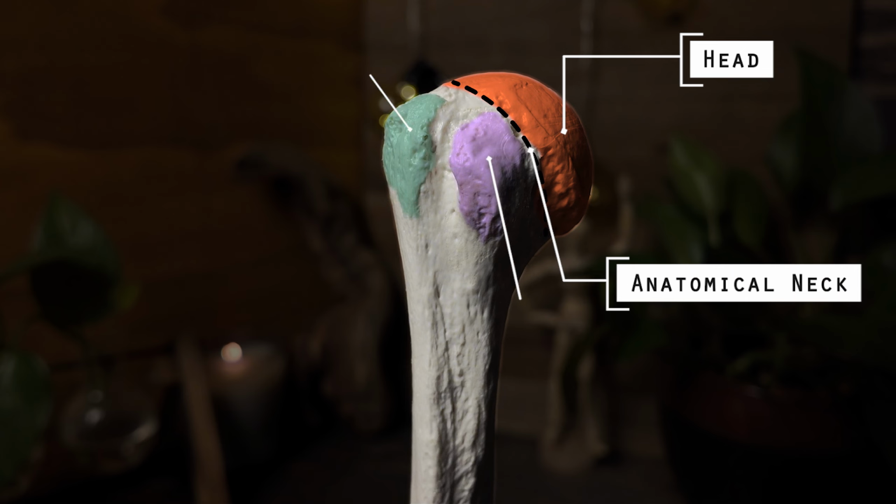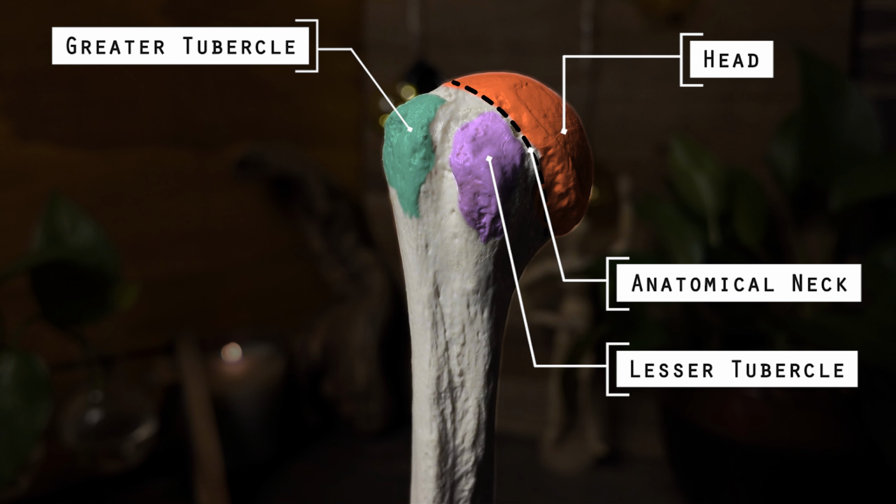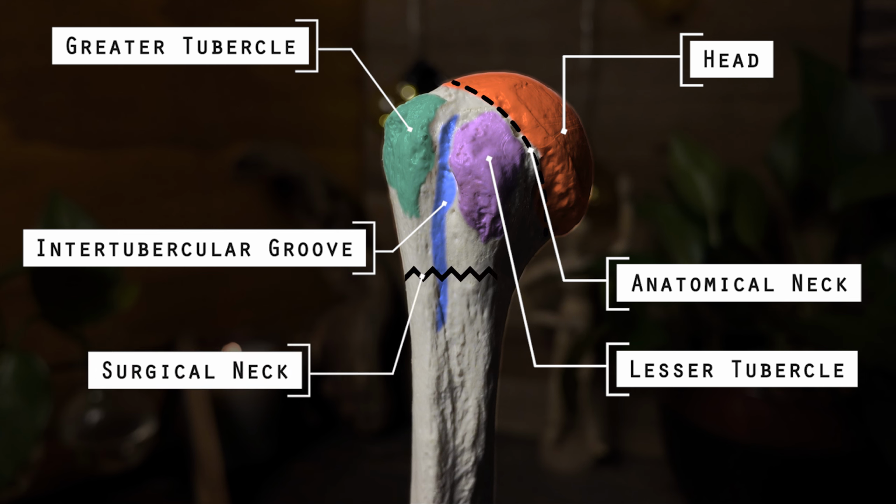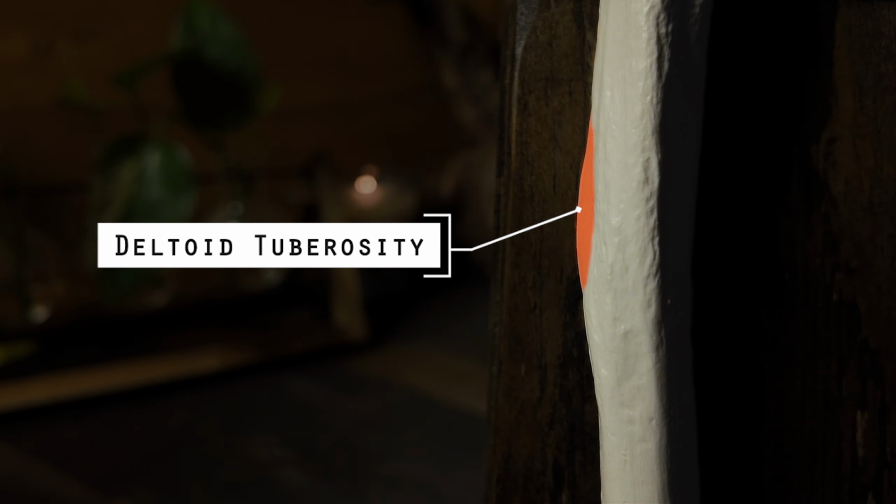Here we have the greater and lesser tubercles, with the greater tubercle being superior to the lesser. The groove between the tubercles is called the intertubercular groove. It can only be seen from the anterior view. Then there's the surgical neck, which separates the tubercles and the head from the shaft. Now on the shaft, we have what is called the deltoid tuberosity, which is the small projection that sticks out laterally, meaning that it sticks out away from the midline of the body.